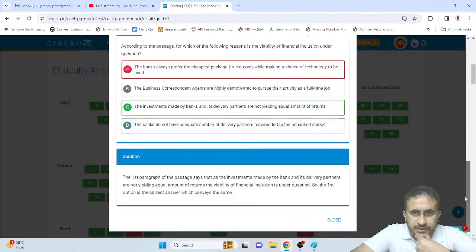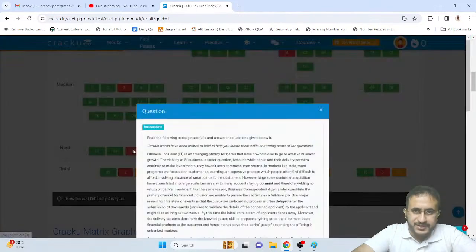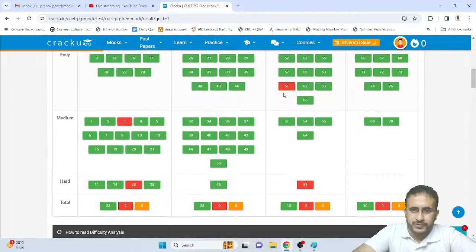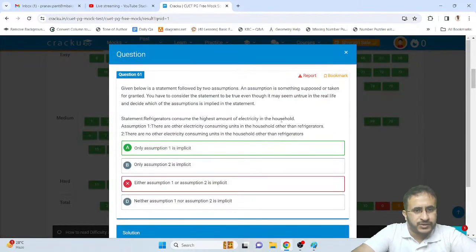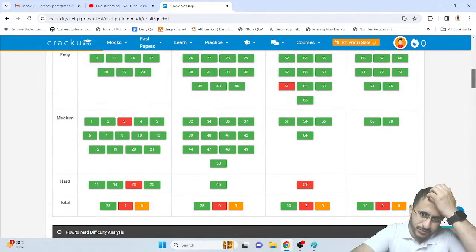Banks are not yielding equal amount of return. Okay, fine. हो सकता है. 23 एनालिसिस भी गलत है, 4 ही गलत है. CEBD, taught to take things seriously. Amenities of life are by no means plentiful. Okay, fair enough. And 61 is only one is implicit. Okay, there are others also. So हाँ लग रहा था, ये तो मुझे कुछ गड़बड़ लग रहा था. Then hard is neither, ये भी मुझे डाइस ही लग रहा था, because this वोट बैंक वाला थोड़ा सा तो हाँ. So accuracy faultus and those and rest were doable.